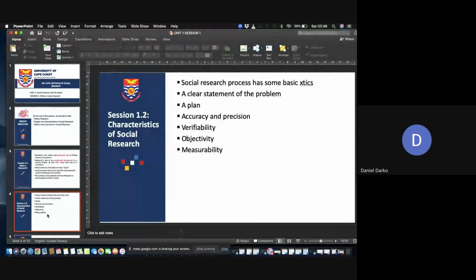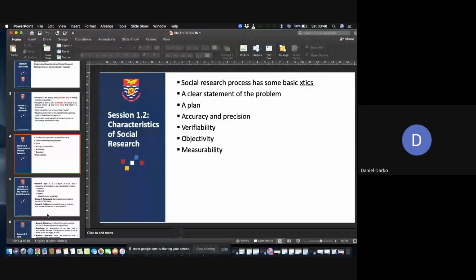Then measurability. Now the things we are observing, the phenomenon we are studying, the problem we are studying should be able to be measured using certain variables. You should be able to measure what is happening, right? Using certain variables. It's very important to do that.